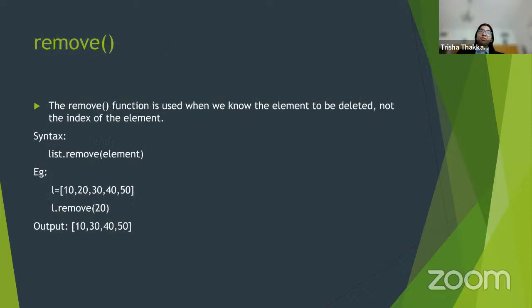The remove function. The remove function is used when we know the element that has to be deleted, but we do not know the index. And so the syntax for this is list.remove(element). When we code the statement l.remove(20), it removes the element 20 from the list. And the output remains 10, 30, 40, 50.